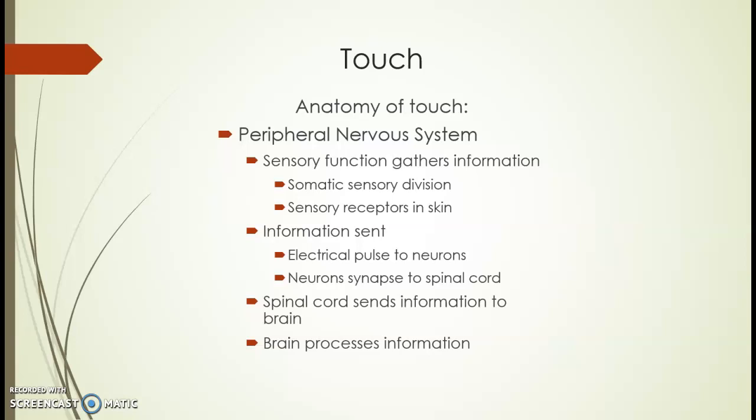When the sensory receptors are stimulated, they send that information via electrical pulses to neurons, which continue to relay that information to other neurons by way of synapses to the spinal cord. The spinal cord will then take that electrical signal and send it to the brain where it can be processed.